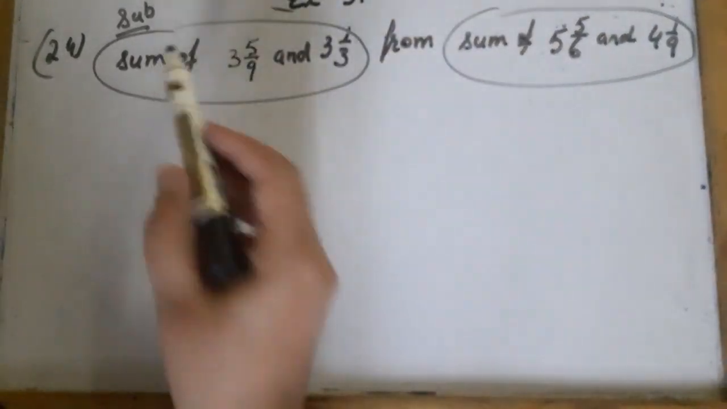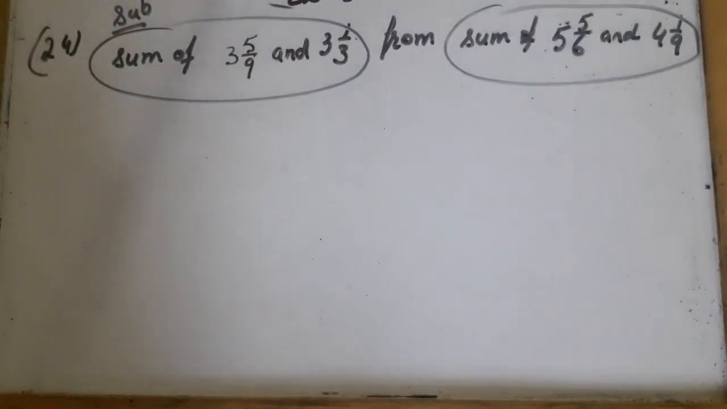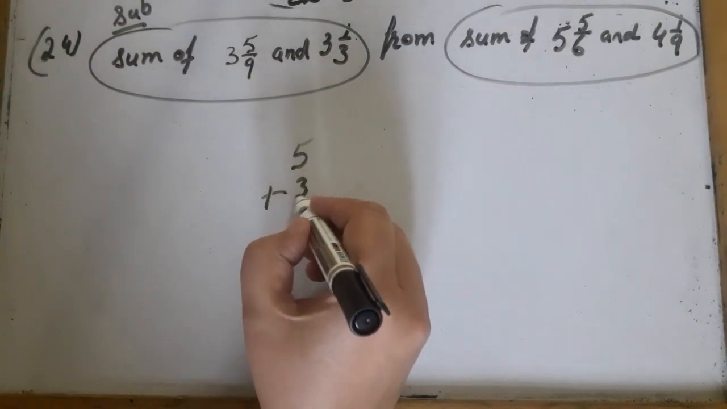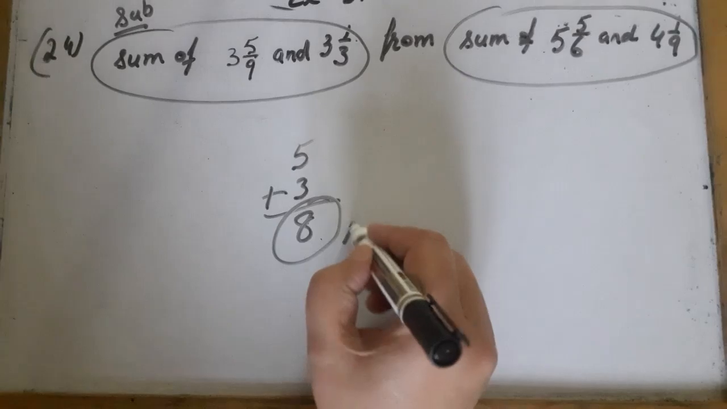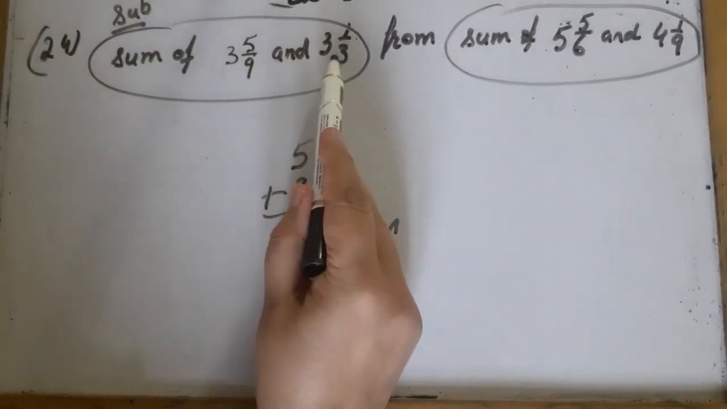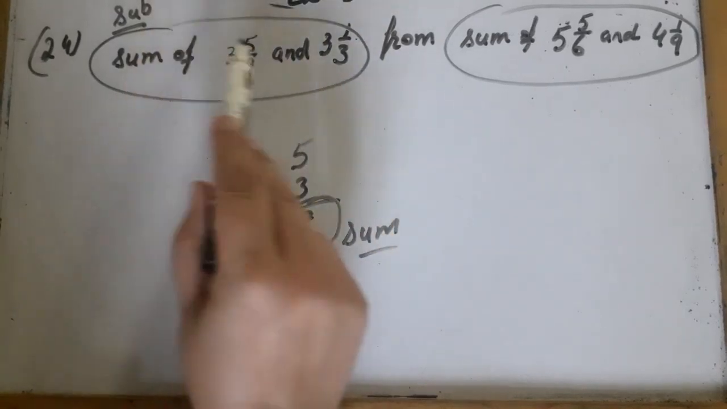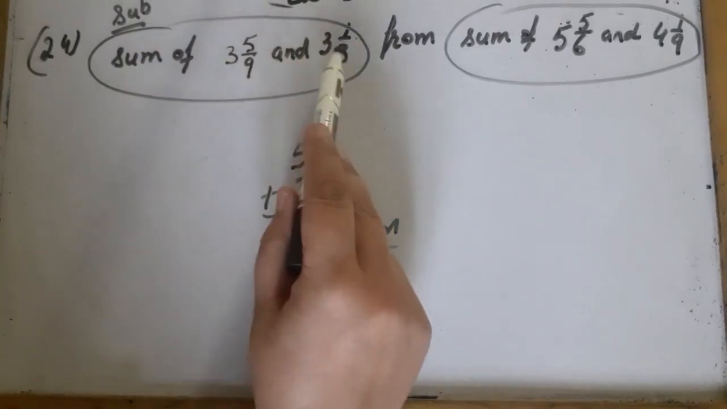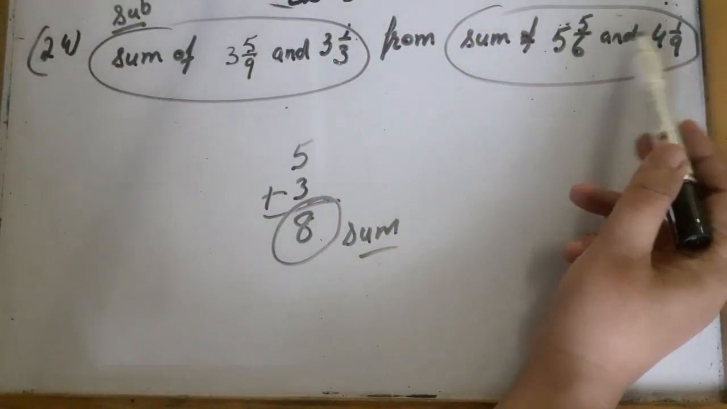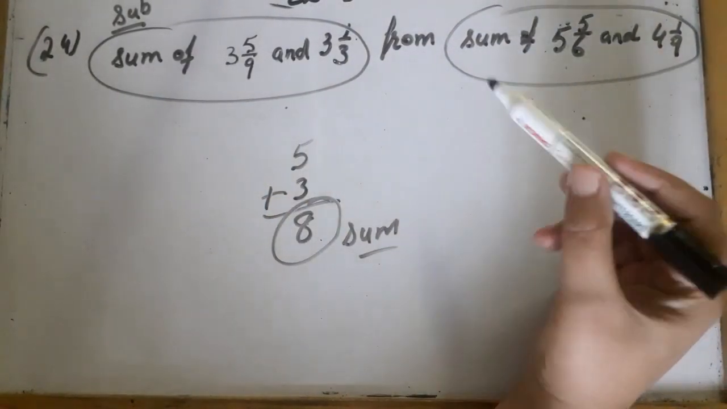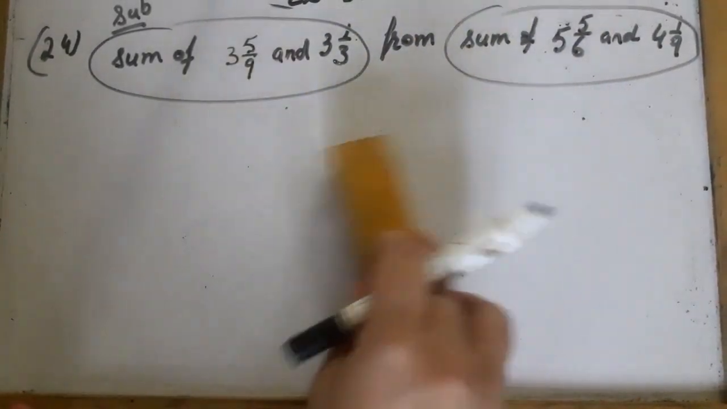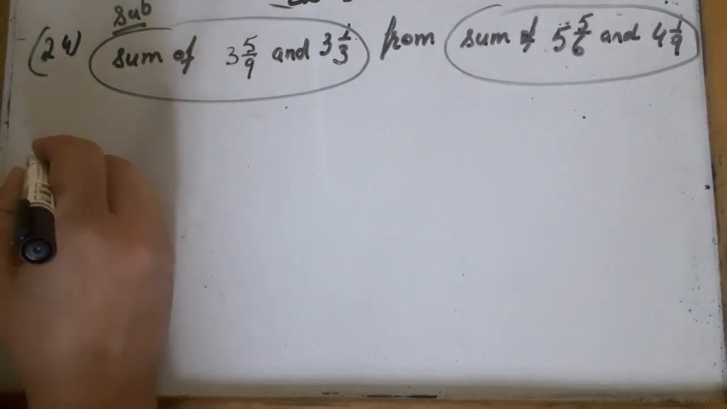Now what is sum? Sum is the answer that we get when we add two numbers. When we add two numbers, the answer that comes is called the sum. So it means I will add these two numbers, and whatever answer I get, and for these two also, whatever answer I get, I will subtract both the answers. Okay, so now let me first, I'll do this in 3 steps.